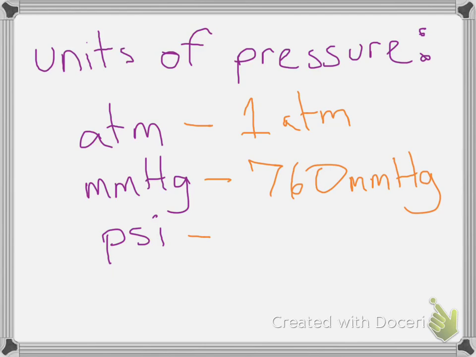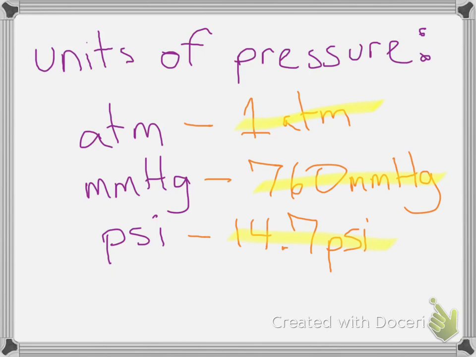And PSI stands for pounds per square inch. And this is another unit of pressure that people in the United States use. It's in inches. And at atmospheric pressure, so again, right at sea level, we have 14.7 psi, pounds per square inch. So this means that 1 ATM is equal to 760 mmHg, which is equal to 14.7 psi. These are all different units telling us the same measurement.